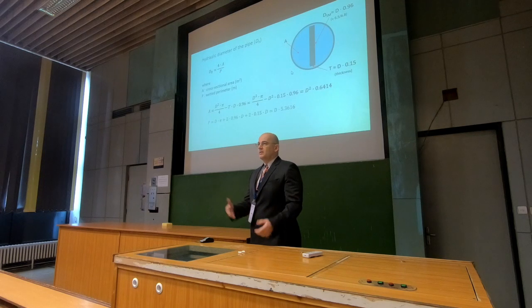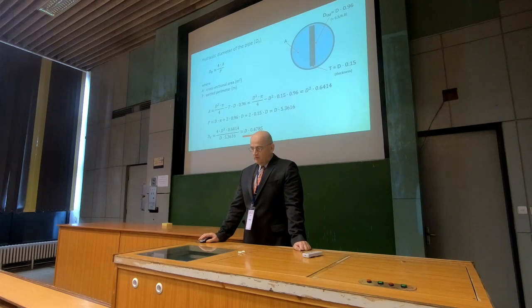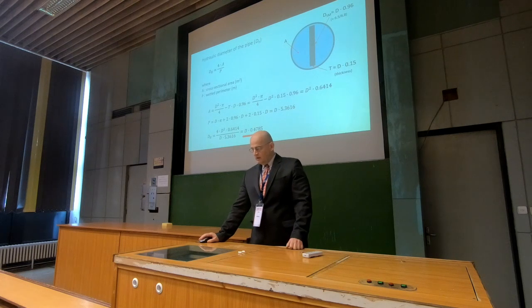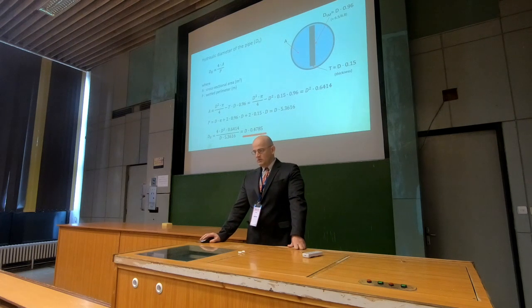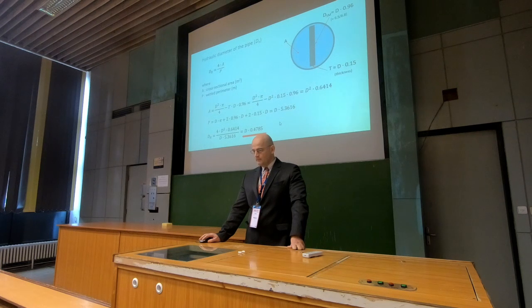The hydraulic diameter of the pipe can be calculated with the existing equation: 4 multiplied by the cross-sectional area divided by the wetted perimeter. I don't want to go into the details too much, so at the end you can see the relationship between the hydraulic diameter of the pipe and the inner diameter of the tube. This will be used later in the equation.